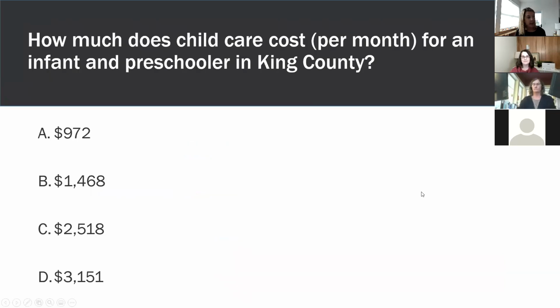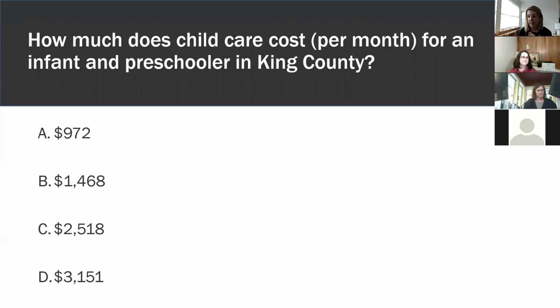The next question is, how much does childcare cost per month for an infant and preschooler in King County? Is it A, $972, B, $1,468, C, $2,518, or D, $3,151?